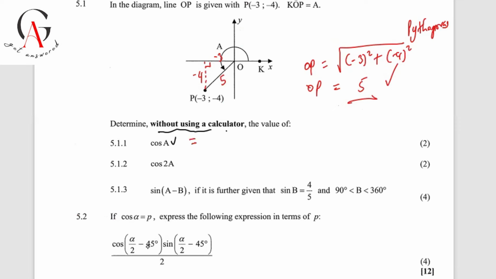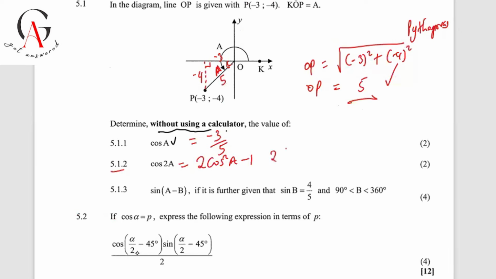Then to get the cos, we know that cos from our trig ratios is adjacent over hypotenuse. If all of this is A, it's as good as just focusing on that inside part as A. So adjacent is -3, hypotenuse is 5. So it's -3 over 5. All right, then 5.1.2, they want the cos of 2A. So this is a double angle. From our formula page, we know that cos 2A can be the same as 2cos squared A minus 1.